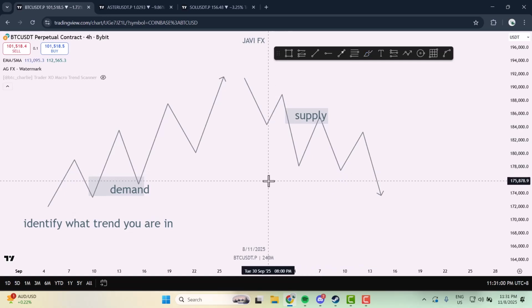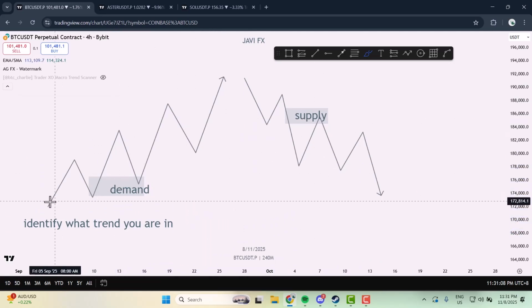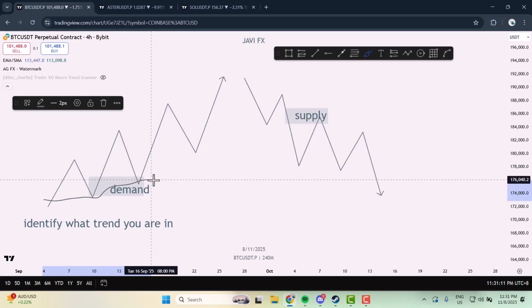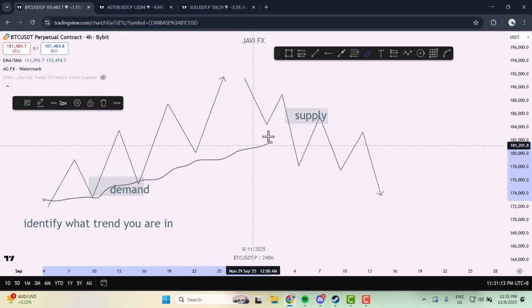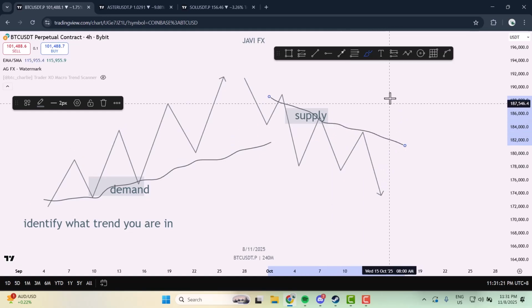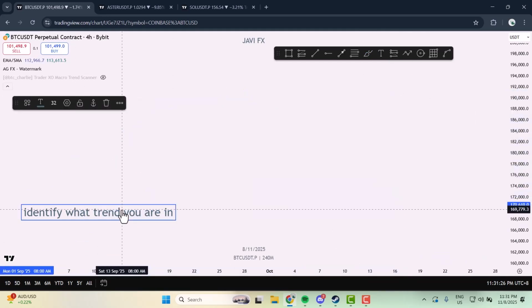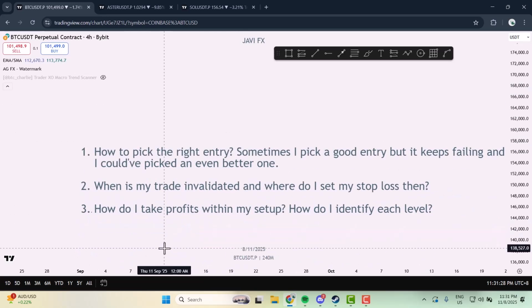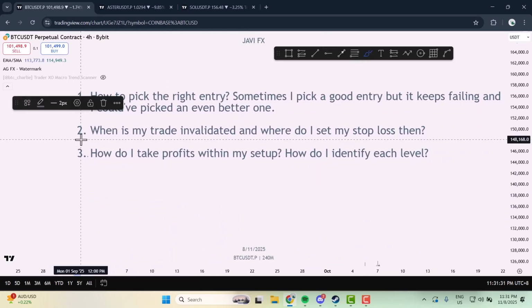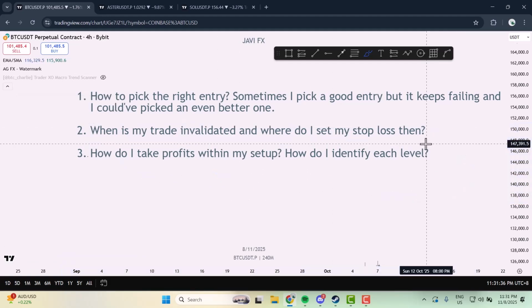And next is, if we are able to get in at the moving averages, that's absolutely beautiful. If our demand sits at a moving average, that's the best. Or if a supply zone goes with the moving average, it's also the best. Now let's demo it. I have three charts for you guys: Bitcoin, Aster, and Sol. And we'll get through questions number two and three all in one.